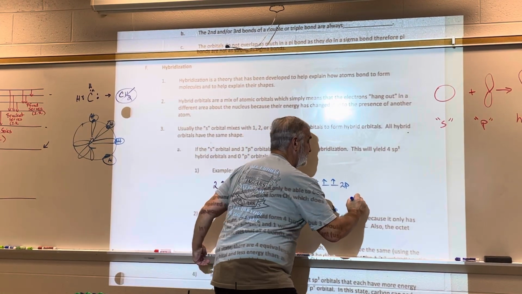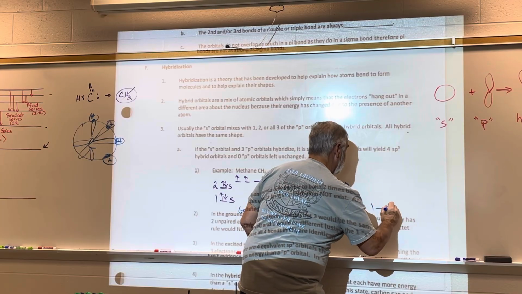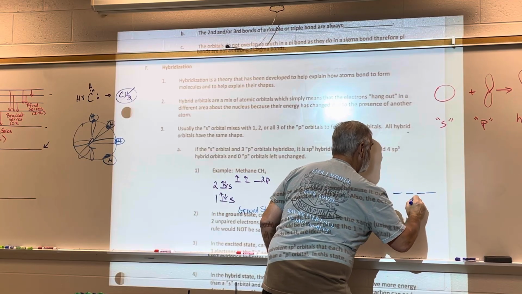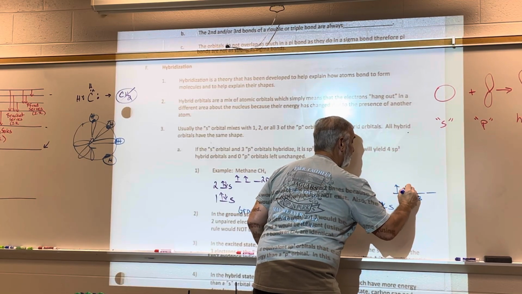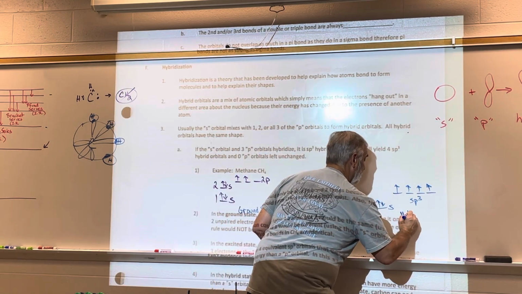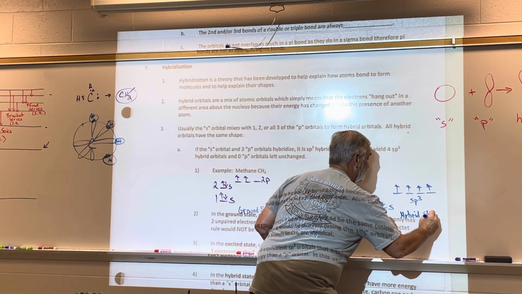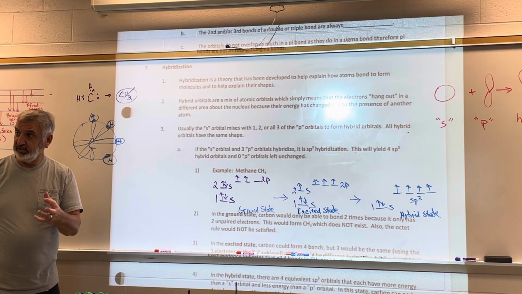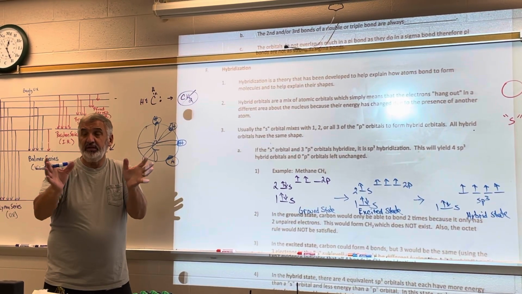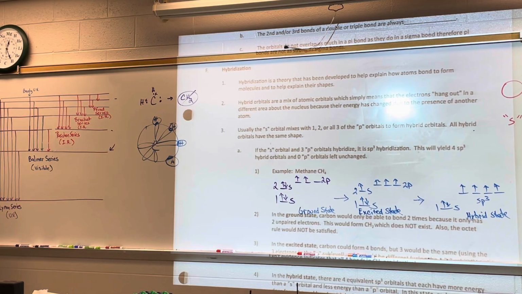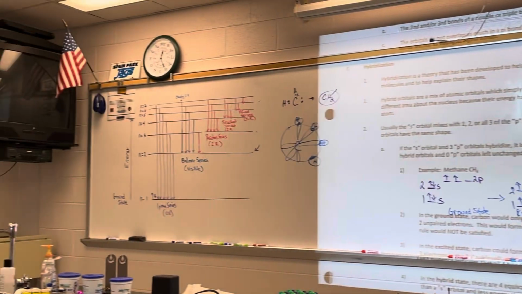But what happens is the electrons hybridize. The core electron doesn't do anything, but then we end up getting 1, 2, 3, 4 sp3 hybrid orbitals with 1 electron in each. This is the hybrid state. We get 4 equal degenerate orbitals that are all pushing apart. So the 4 hybrid orbitals are going to be your sp3 hybrid orbitals, and they're going to orient themselves.